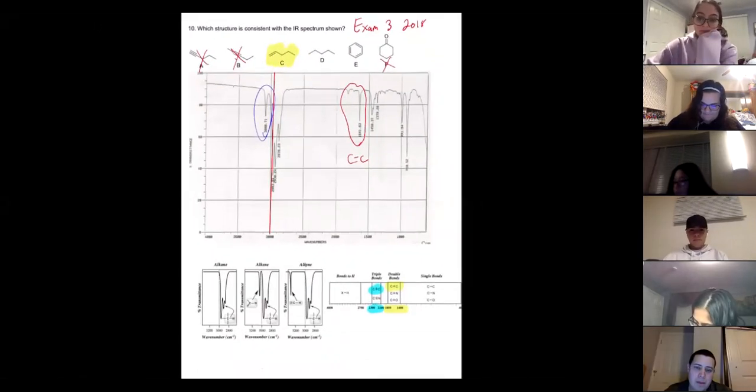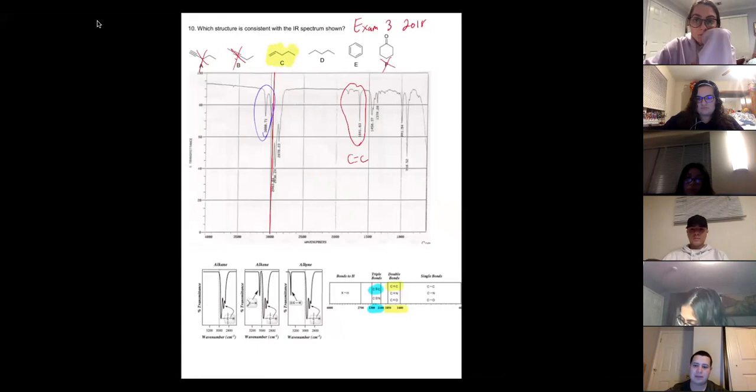Wait, Gabby, I don't know if this matters, but you said before that the three peaks also are related to the double bond for the alkene. So does that have to do anything with the benzene ring too? No, the benzene ring will have this peak over here, and then it should also have those three fingertips.